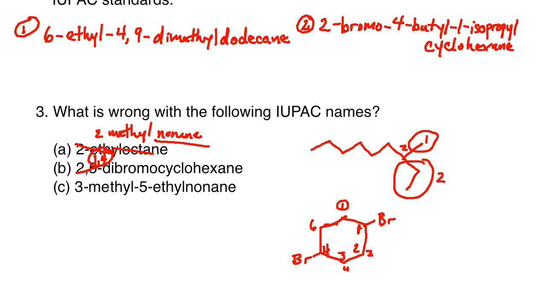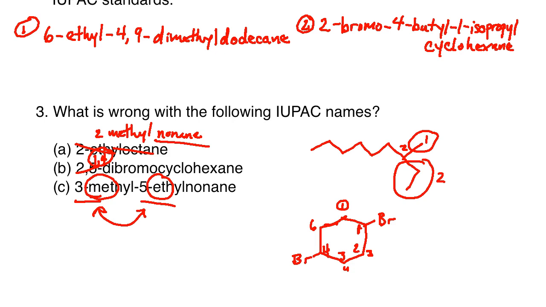And if you pay real close attention to C, you don't even need to draw this out to figure out what's wrong with this here. There is nothing wrong with the way that this is named, except we have an M before an E. So 5-ethyl and 3-methyl need a switch up in the naming. It should be 5-ethyl 3-methyl nonane, not 3-methyl 5-ethyl nonane.